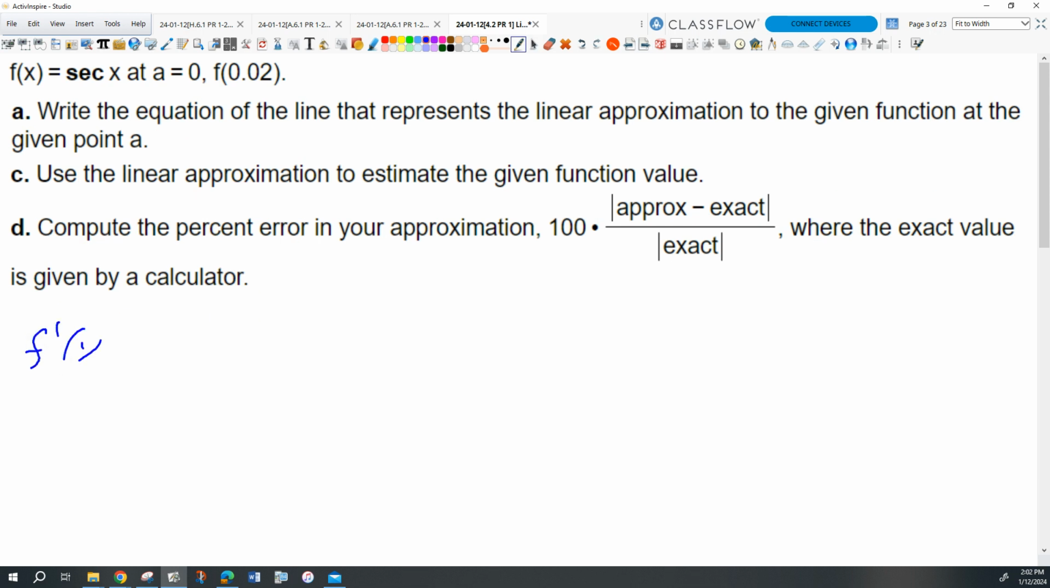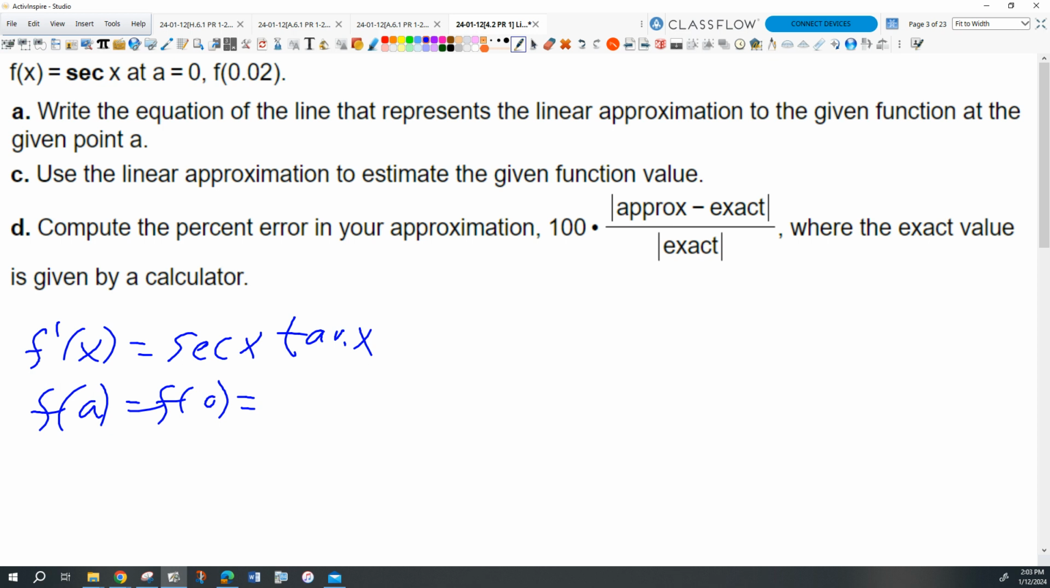What is f prime of x going to be? Derivative of secant is secant tangent. These ones are fun. Secant x tangent x. Okay, and so what's our value of a? Well, our value of a is 0, which is pretty convenient. Okay, so then we need to know what is f of a? That's just f of 0, which is what? What's the secant of 0?